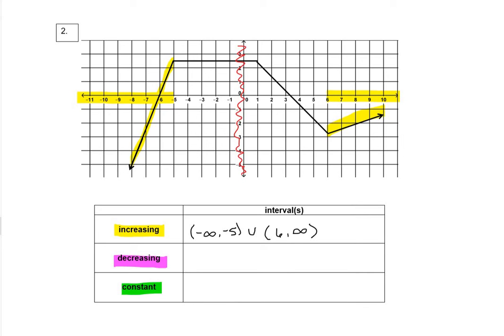Okay, now the decreasing part is going to be highlighted in pink, and I can see it's this part of my graph here. So I'm looking for these numbers on my x-axis, and that is from 1 to 6. And then the constant part of the graph is this section right in here from -5 to 1.